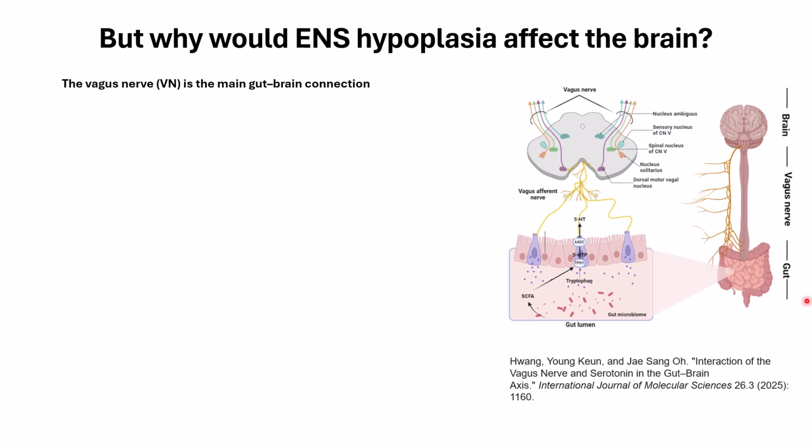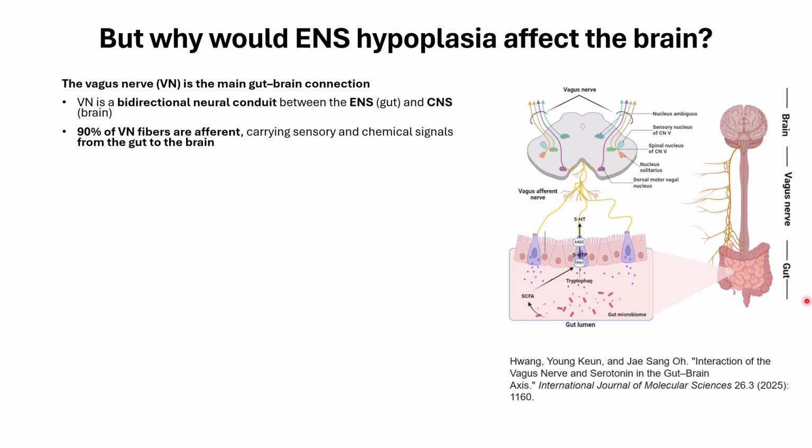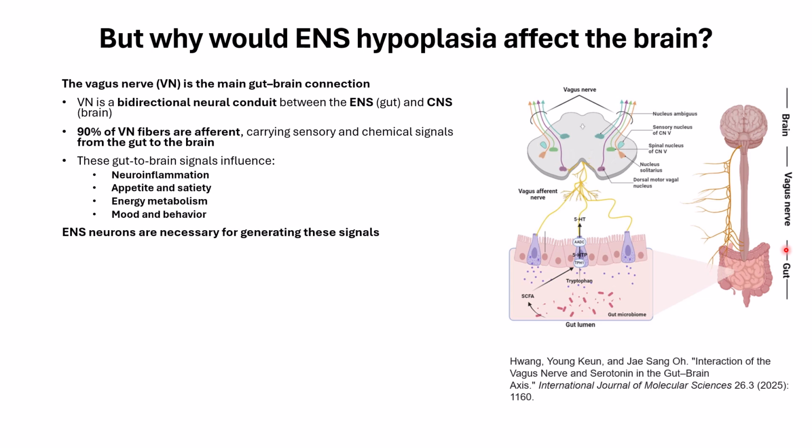There's basically this big connection between the gut and the brain, and it's a bidirectional neural conduit between the enteric nervous system and the central nervous system. An interesting thing: 90% of vagus nerve fibers are efferent, so they are carrying sensory and chemical signals from the gut to the brain. Only 10% are actually sent from the brain to the gut, but most of the signaling is going up. Interesting, because these gut-to-brain signals can apparently influence neuroinflammation, appetite, energy metabolism, mood and behavior, a lot of things that are being influenced by the signaling that comes from the gut nervous system.